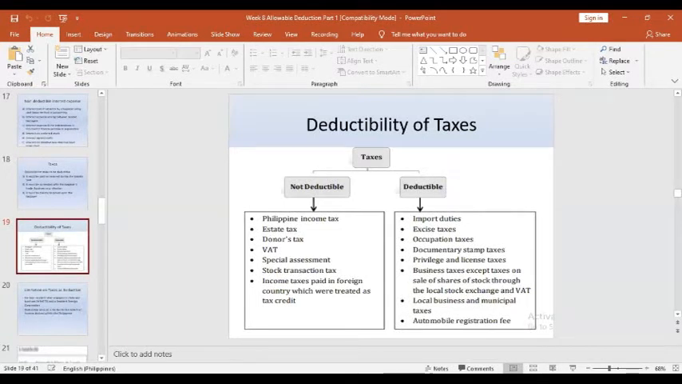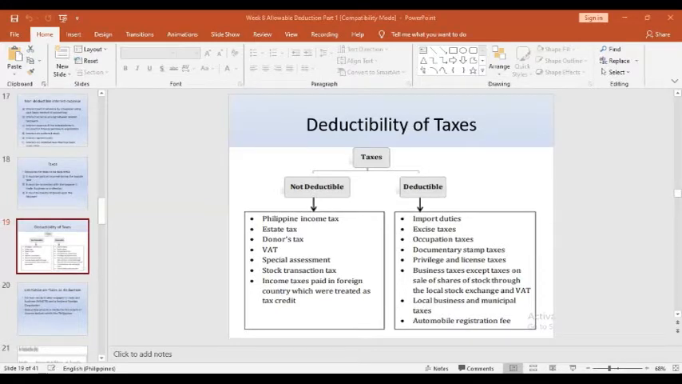Okay, so this is the matrix of the taxes which are deductible and non-deductible. What are those taxes which are non-deductible? The taxes which are non-deductible to the gross taxable income are, of course, the Philippine income tax. If we talk about Philippine income tax, the income tax return, of course, this is not an allowable deduction to the gross taxable income. This is what we are computing for or paying for. Of course, this is not deductible.